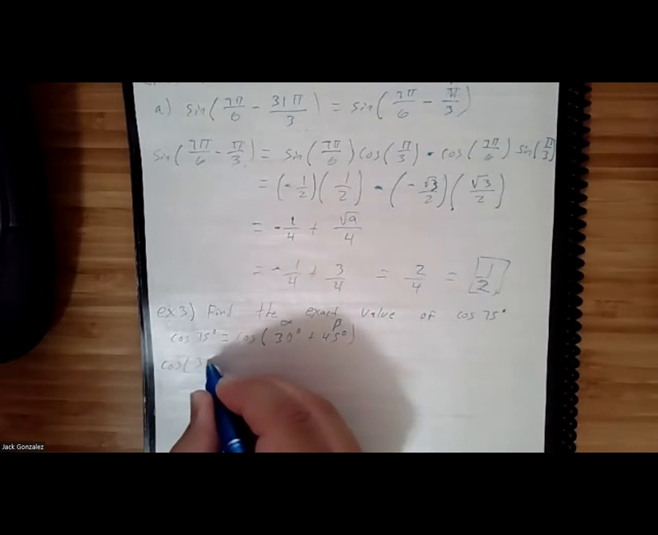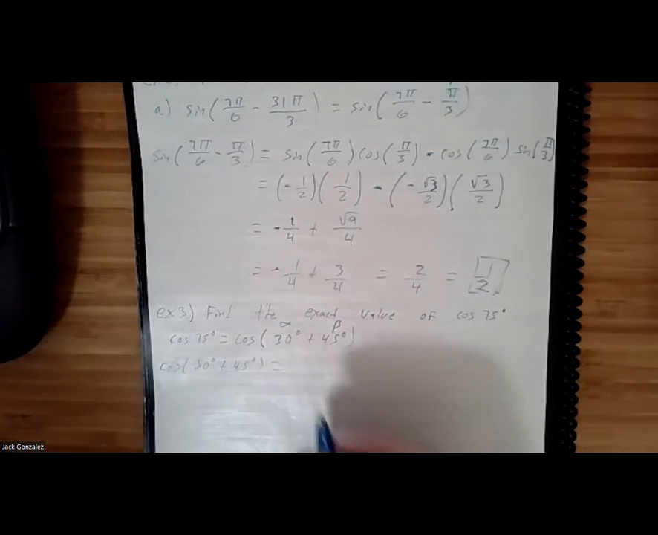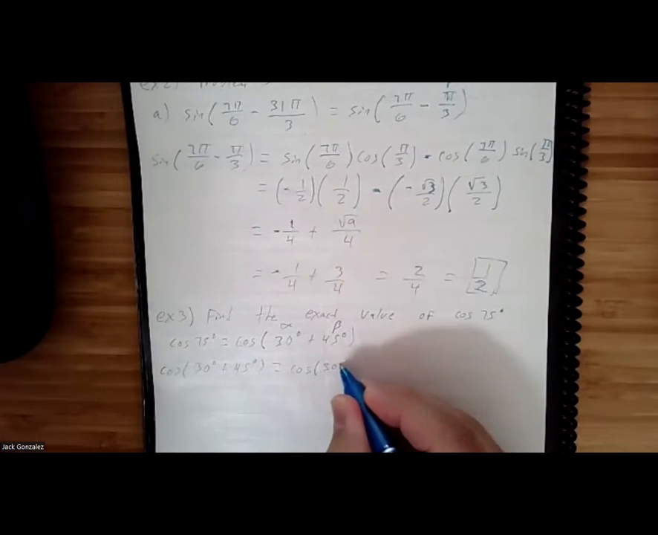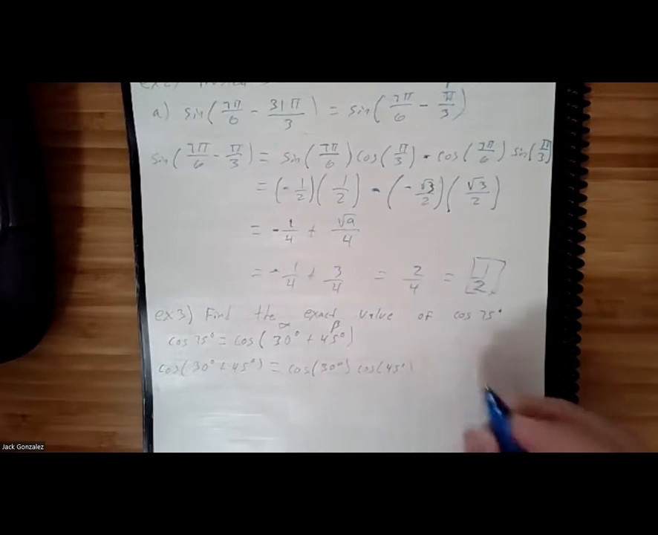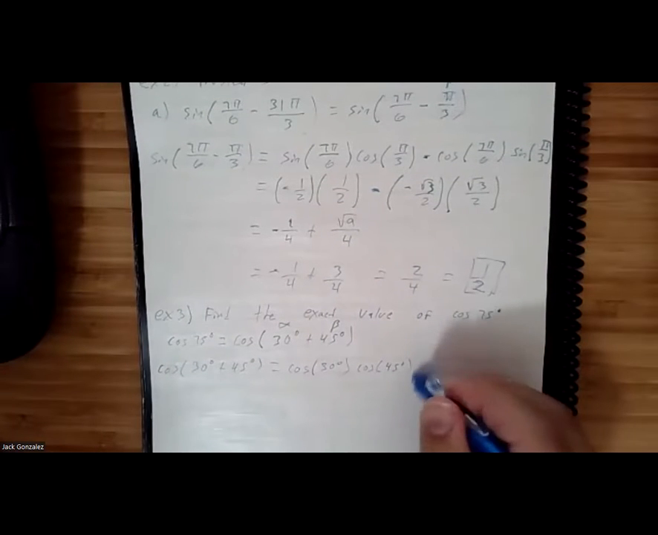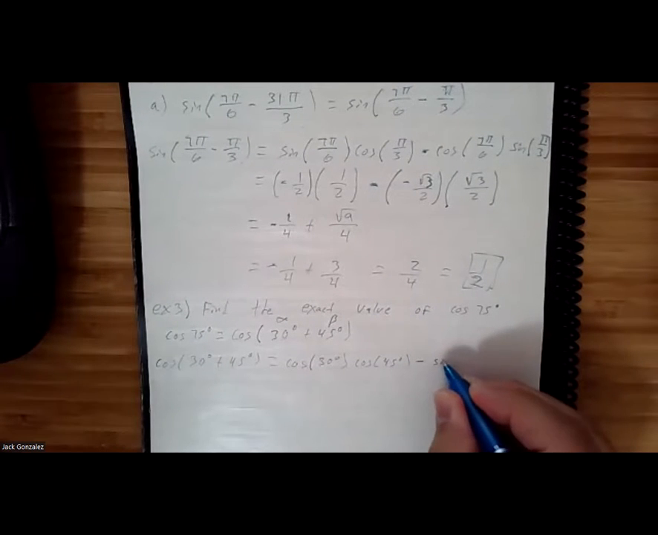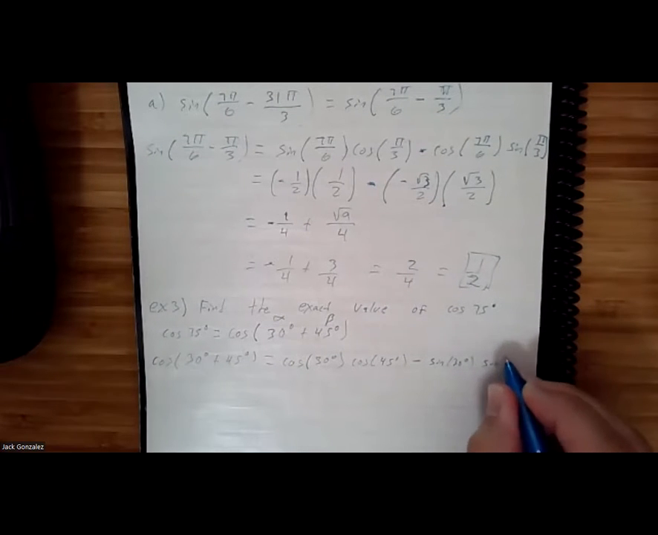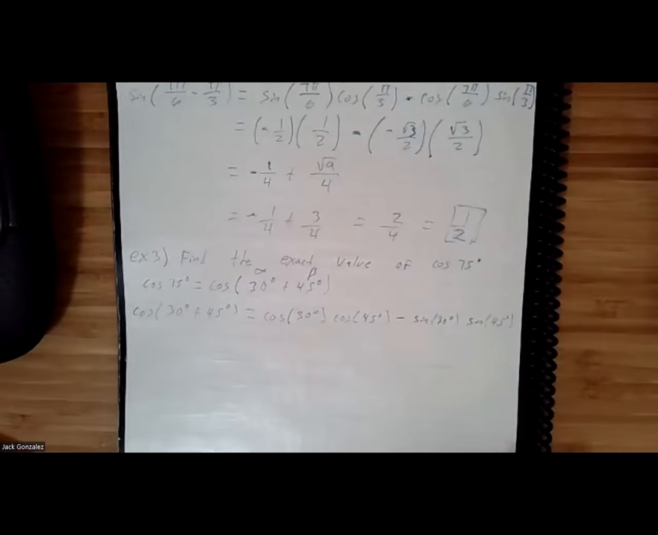So cosine of 30 degrees plus 45 degrees is going to equal cosine 30, the alpha, cosine 45, minus, not plus, minus sine 30 sine 45. Okay, so all I do is apply the first formula.